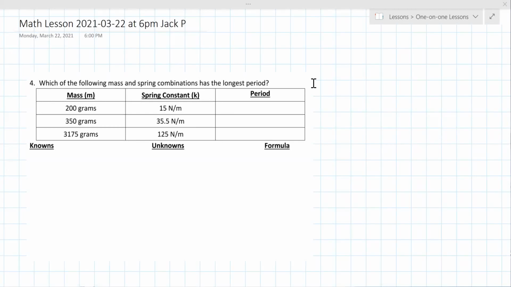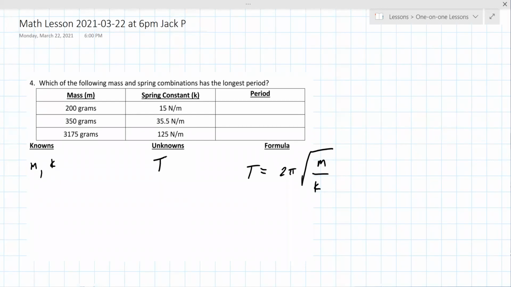The period is 2 pi square root, and then I believe this is m over k. Let me just go confirm that here. Yep, m over k. So in each of these, your m is known, your k is known, and your unknown is T. So we're just using this formula here.